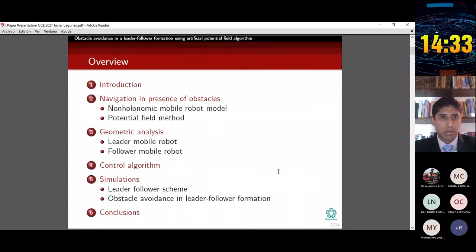Here is a brief overview of our presentation: a short introduction. Next, navigation in the presence of obstacles, with the non-holonomic mobile robot model that we use and the potential field method. Then a short geometric analysis for the leader mobile robot and the follower mobile robot. Then the control algorithm that we implement for the formation of robots. Finally, the simulations that we implement for the leader follower scheme and obstacle avoidance in leader follower formation. At the end, I will present the conclusions.